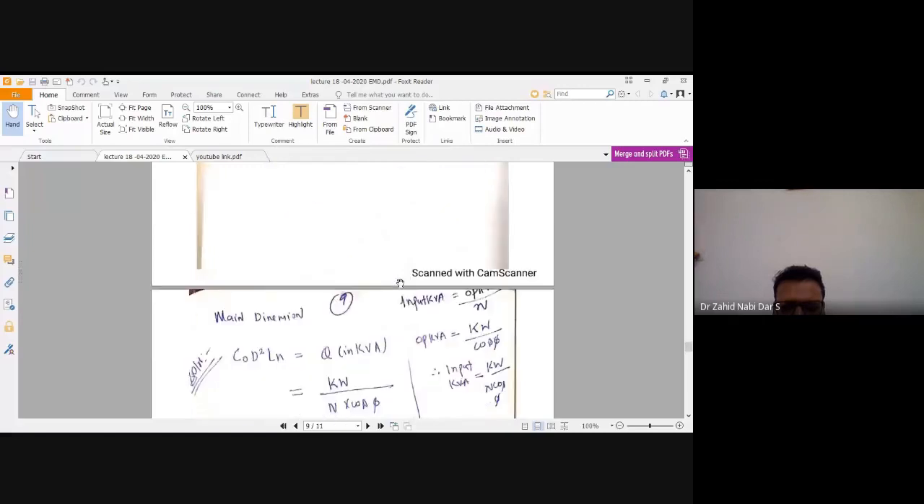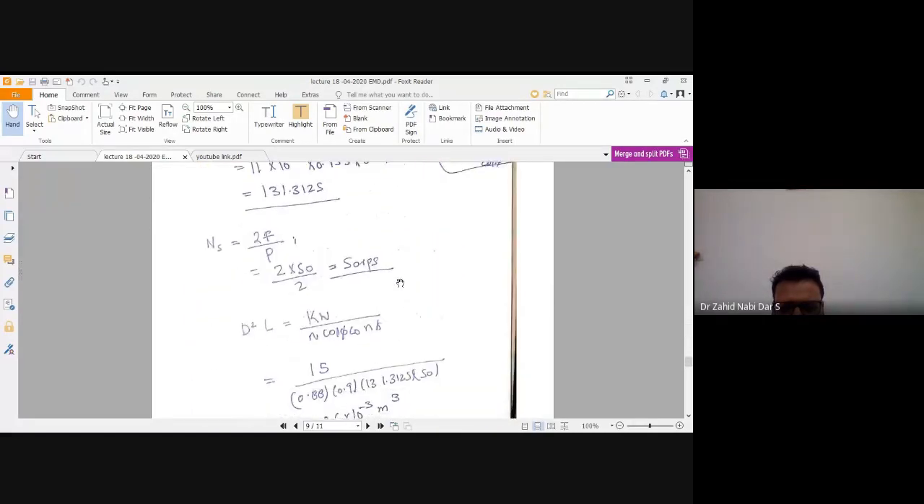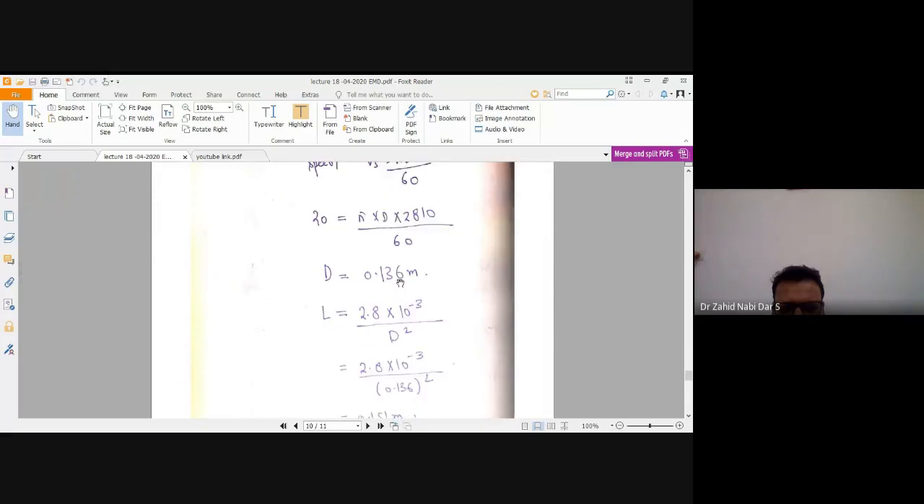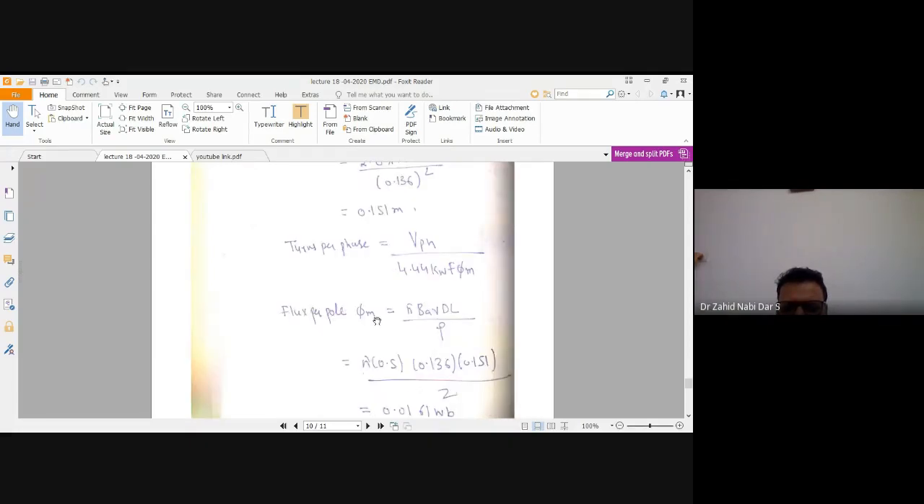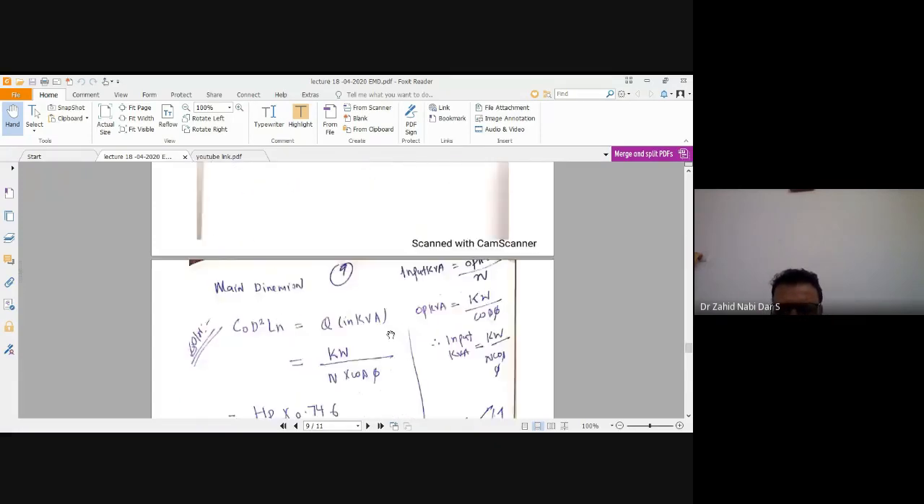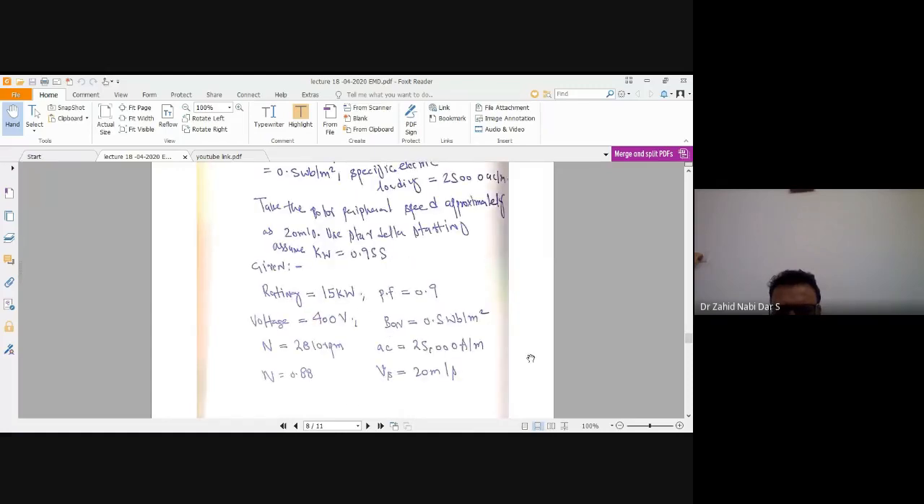So first of all, let's go for the number of turns which it is asking. Now we have calculated D and L. Turns per phase we know is your V phase divided by 4.44, the stator winding factor, your frequency, and your flux. Flux here, we need the flux per pole. Is it mentioned over there? Nowhere is the flux per pole mentioned.